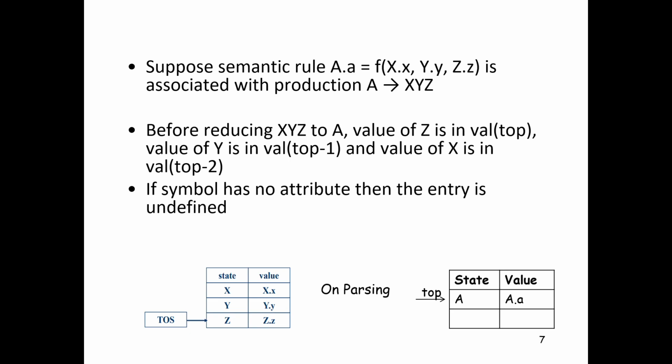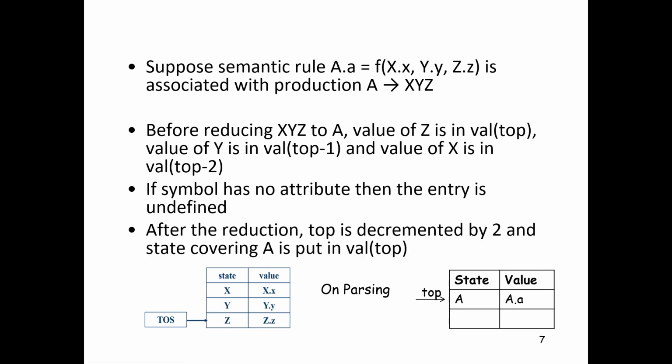Another case is that if a symbol has no attribute, then that entry is undefined. That means if this particular y has no attribute, it should be left blank. Then the reduction makes the top decremented by 2 and the state covering A is put in val of top. That is what happened on reducing xyz to capital A.